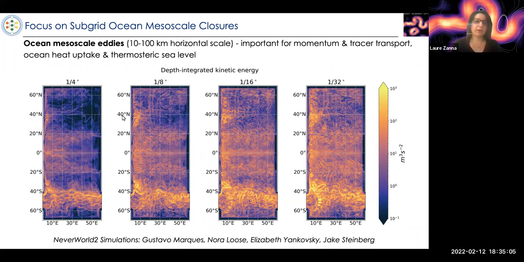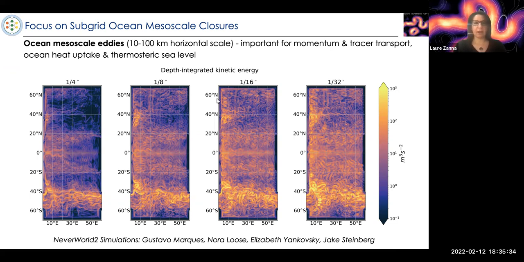So here I'm showing a set of idealized simulations performed by the session convener. And what we're seeing here is the depth integrated kinetic energy at 1/4 of a degree, 1/8 of a degree, 1/16th of a degree, and 1/32nd of a degree. And so what we can see is the richness of the eddy field as we increase the resolution. So we're better able to actually represent mesoscale eddies as we increase the resolution.